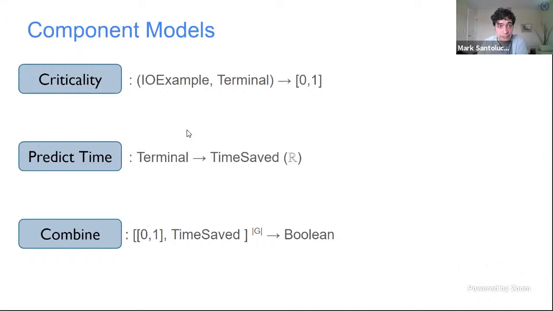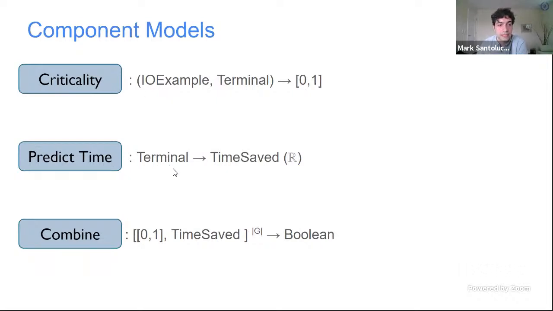So we have three main components here. Our criticality, where we're building a map between IO examples. And for this whole presentation, I'm focusing just on programming by example for SyGus. I'll talk a little bit about how that's a restriction. But we're trying to create a map between IO examples and terminals and say, what's the probability that this grammar terminal is required for solving a SyGus query that describes this IO programming by example constraint.